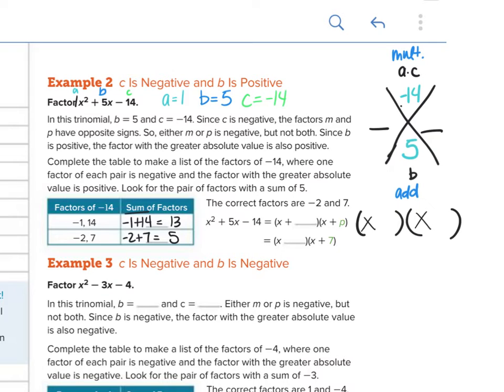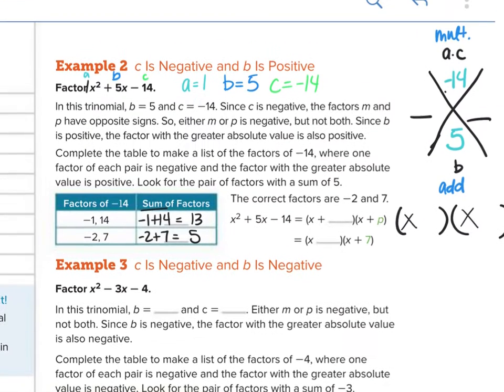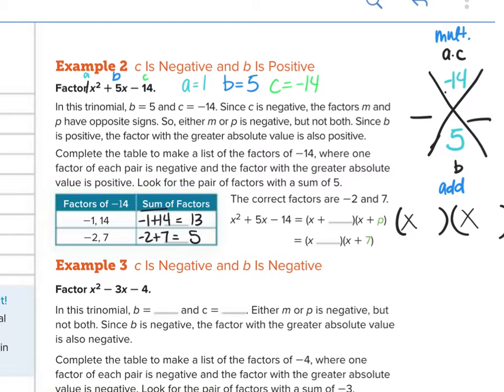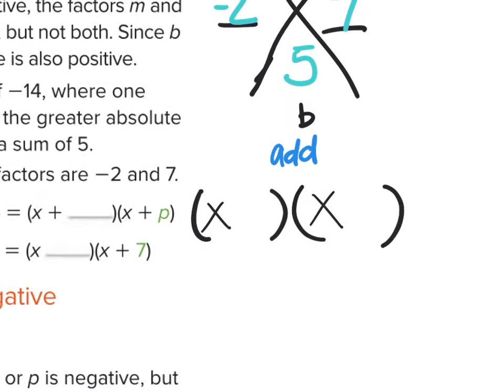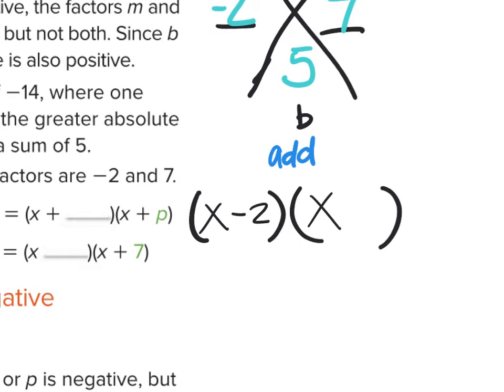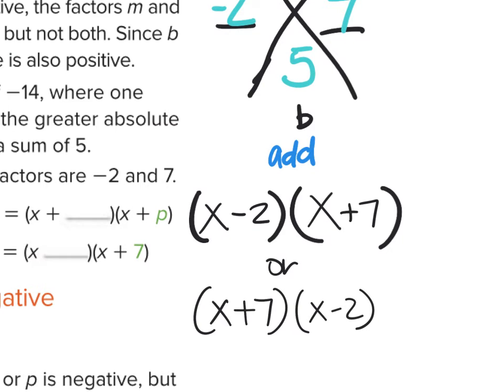All right, now we're going to plug in our numbers, okay? So, like I said, they picked these ones for you. So which two factors gave us a product or multiplied to get negative 14 but added to 5? Negative 2 and 7. So I would do x minus 2. What would the other one say though? Plus. I'm going to write this here just in case you flip it, and that's okay. Either one. If you wrote yours the other way, that's fine. It doesn't matter.